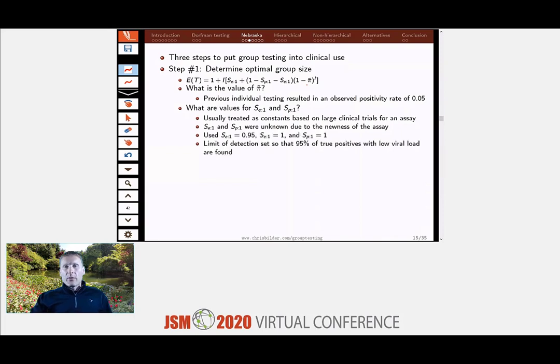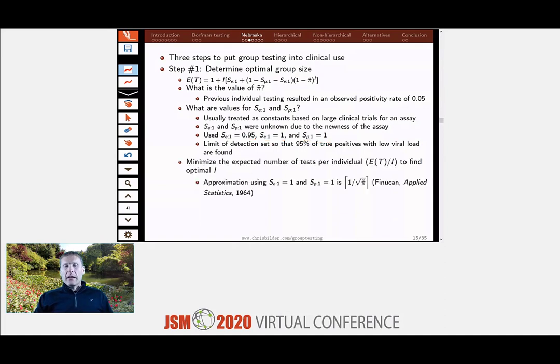So what we decided to do was look at it in two different ways. We used a sensitivity of 1 and a specificity of 1, a best case scenario. And also we looked at a case where sensitivity was 0.95 and specificity was 1. Where that comes from is that when this particular assay was developed, a limit of detection was set so that 95% of true positives with a low viral load should be found from the assay.